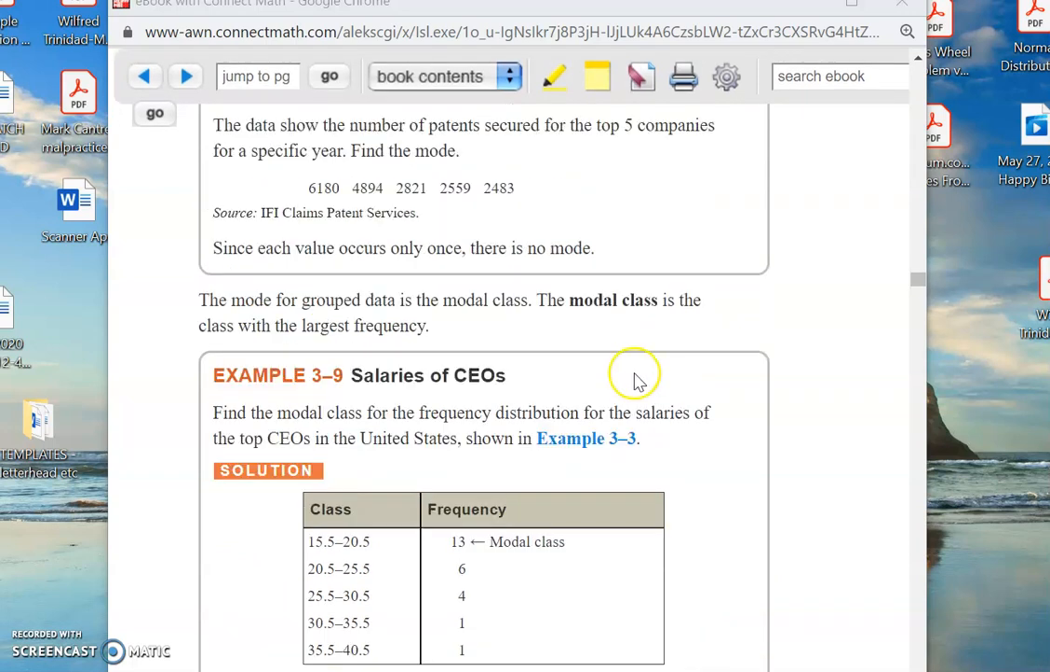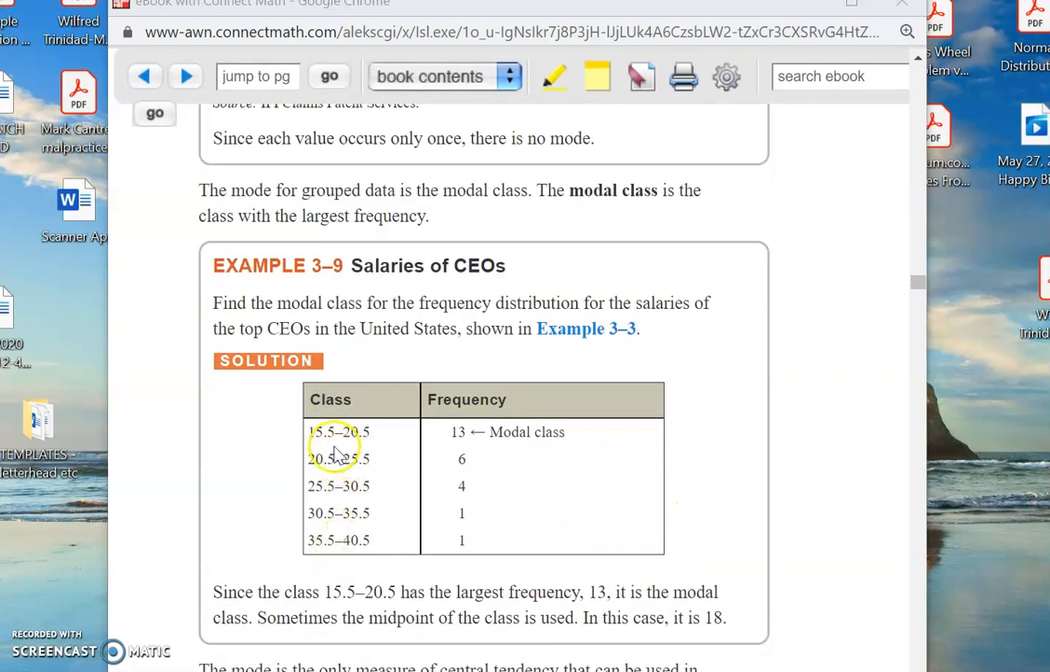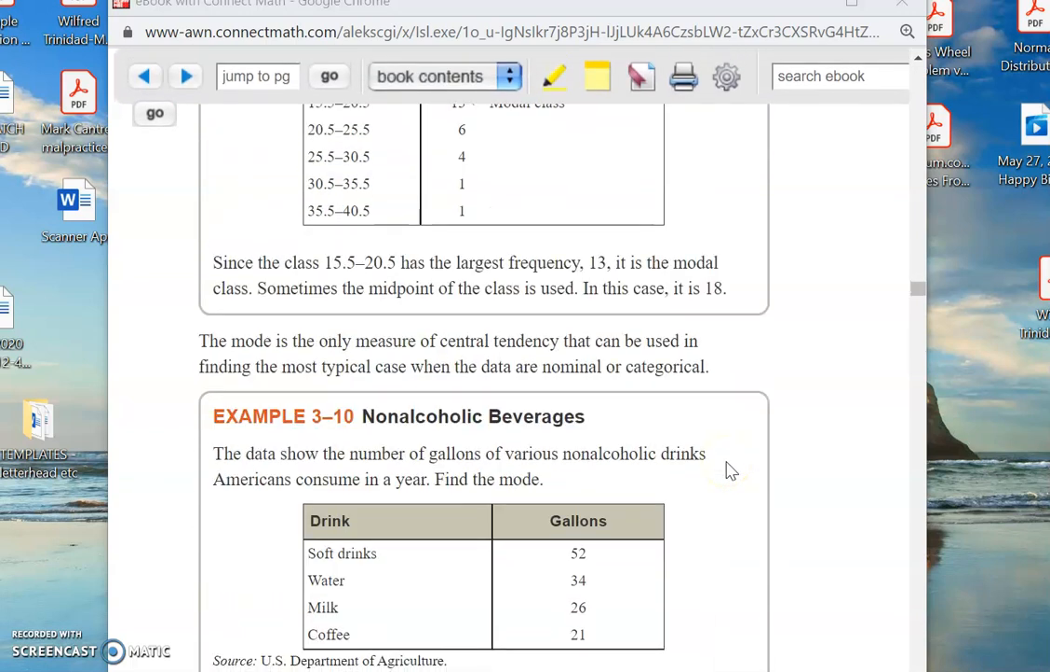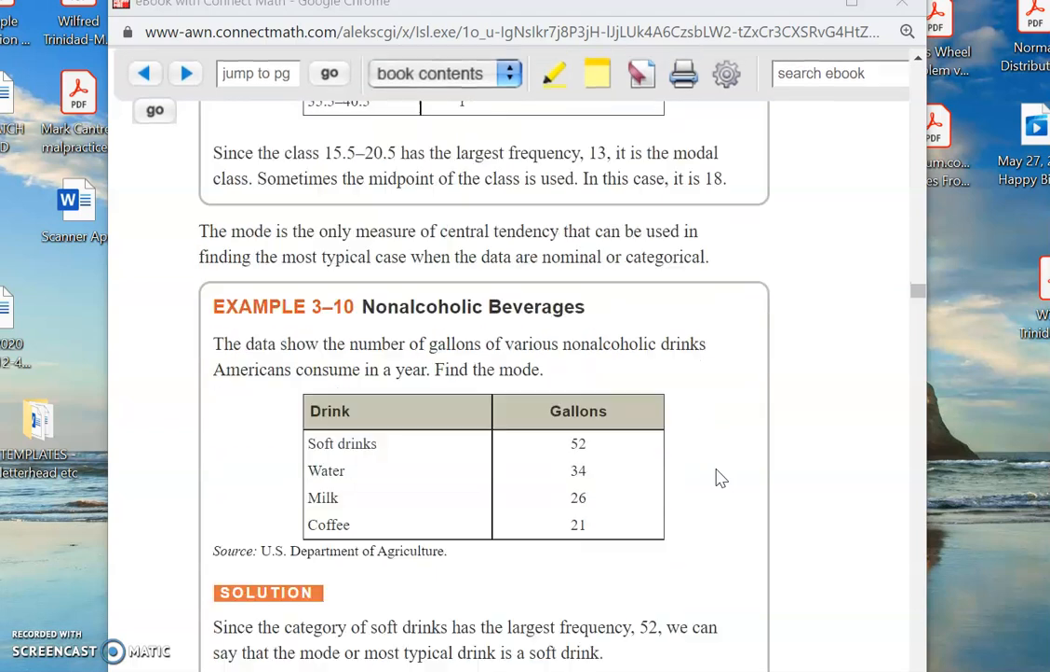Same idea here with classes. The modal class is the one that has the largest frequency. Using the data that we had before, there are 13 in this particular class, so we say that's the modal class. These are all just definitions. Not a whole lot of math here, not a lot of computations. It's just some definitions that we have to deal with.